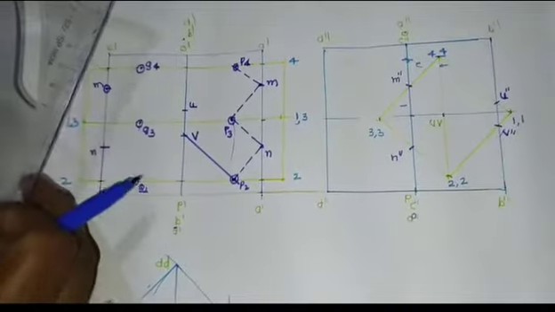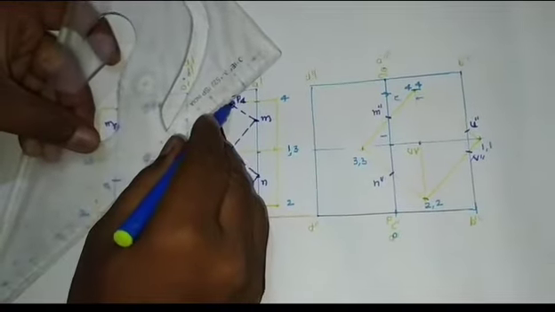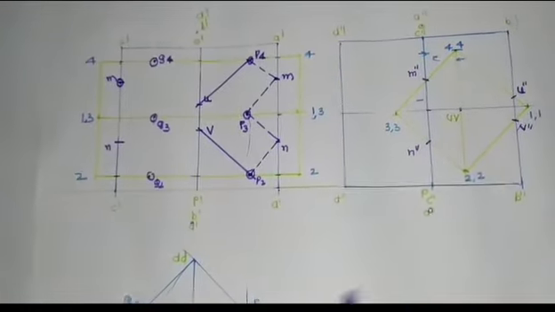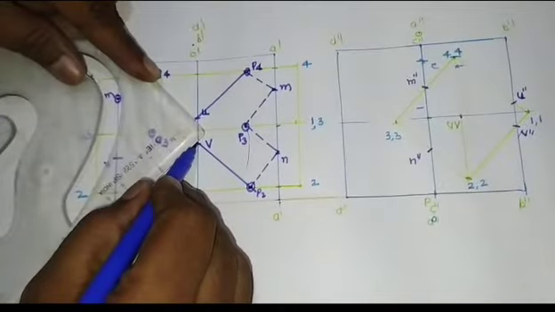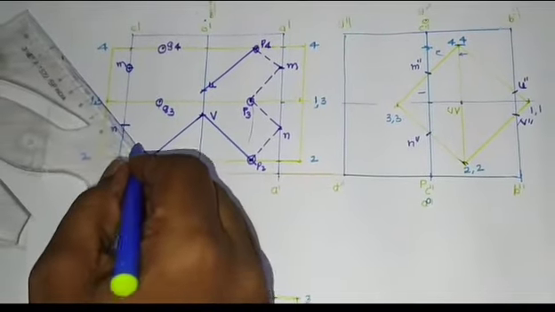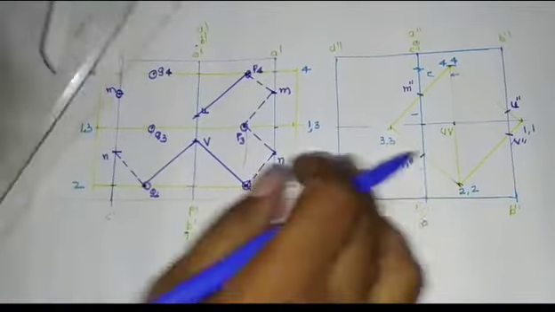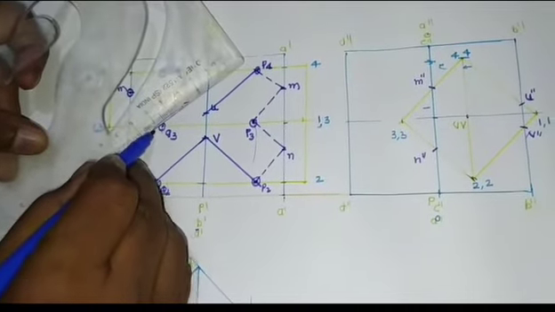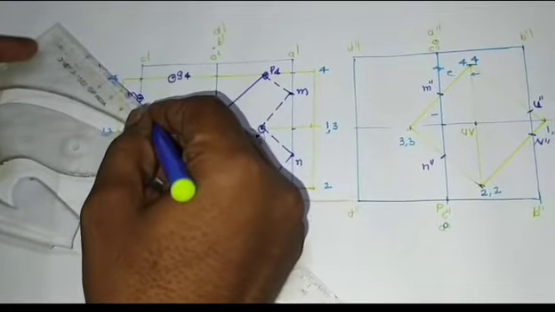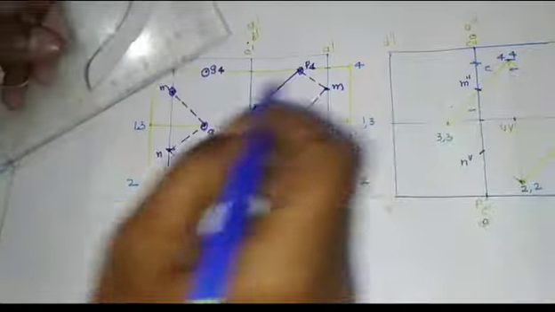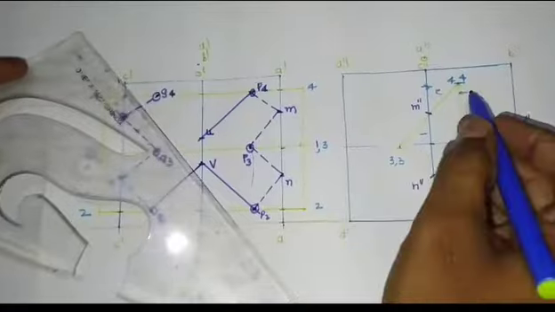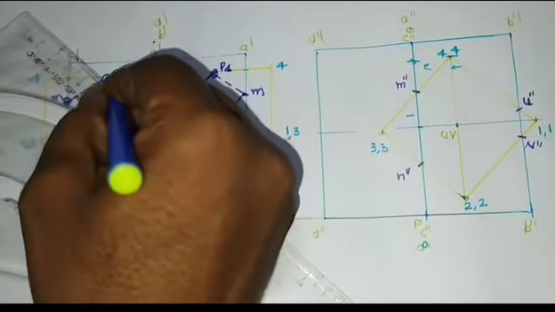4 to U. 4 to U. This will be dark. Similarly on Q side. V to 2. Dark. 2 to N. Dotted. N to 3. Dotted. 3 to M. M to 4. Dotted. And 4 to U. This will be the dark.